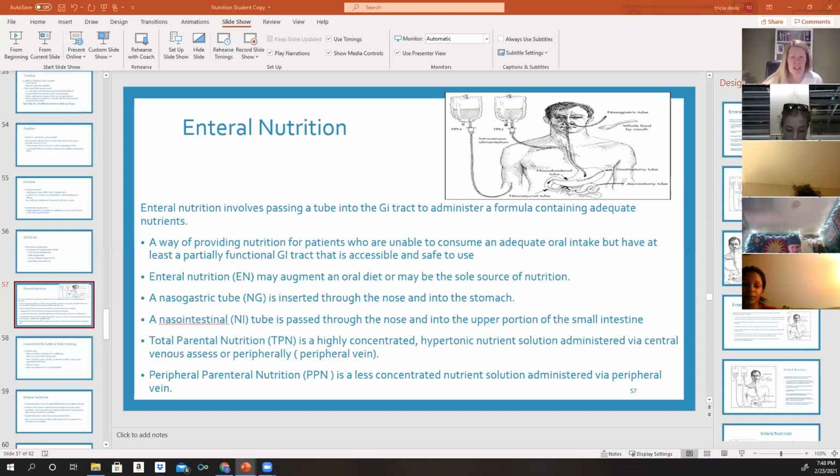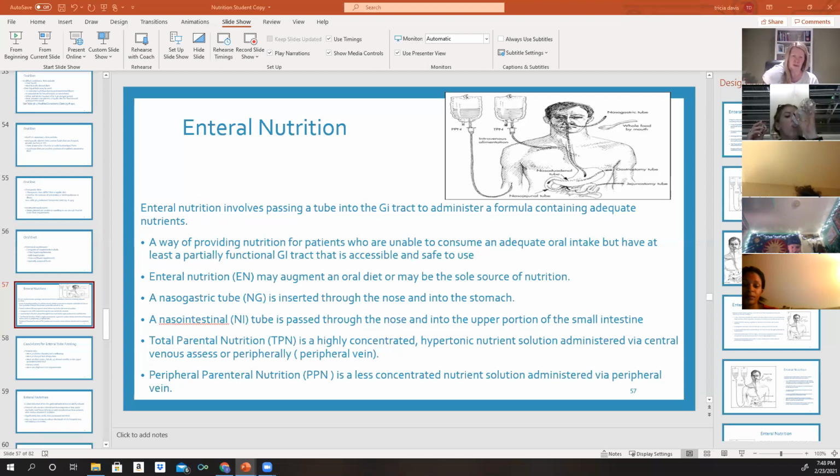The nasogastric tube, which we talked about a couple of slides back, is the one that goes through the nose and into the stomach. A nasointestinal tube is passed through the nose and into the upper portion of the small intestine. I've never inserted one of those, and I've never seen that done in my hospital. I'm not sure what facility would do that, but it's not something that I've seen.